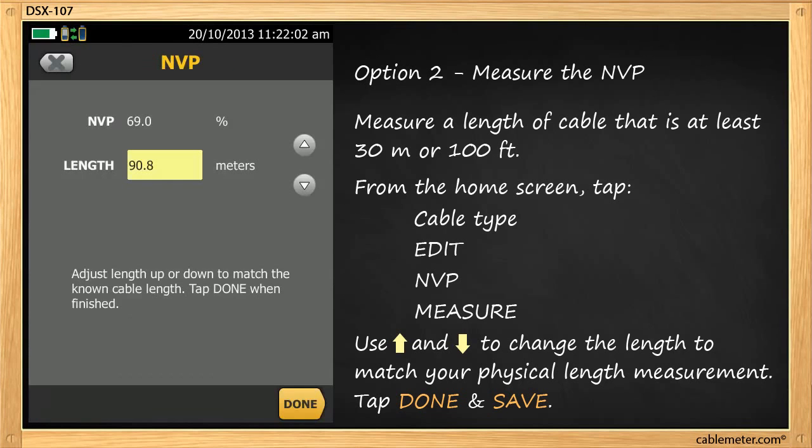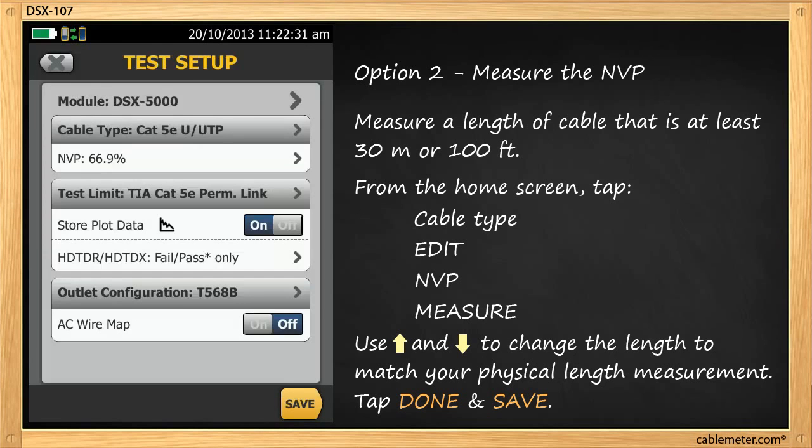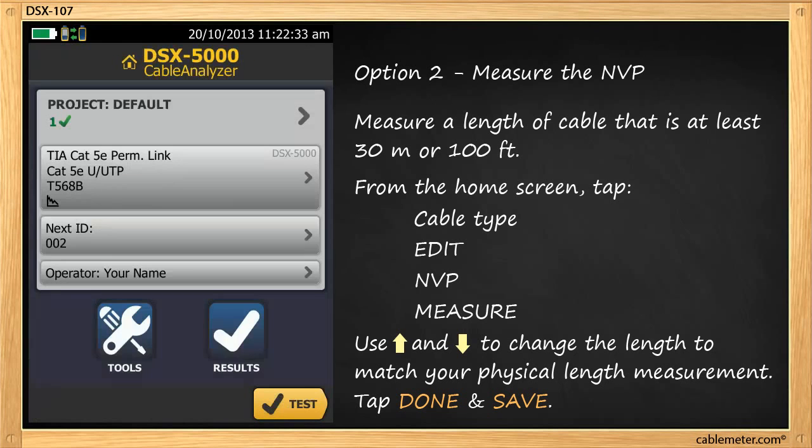Now in this case, with my NVP set at 69%, it thinks the length is 90.8 meters. Actually, the length of my link is 88 meters. So I'm going to change the length so it says 88 meters, and you'll notice the NVP value is also changing at the same time. So actually, the measured NVP of this cable is 66.9%. Tap Done, Save, and Use Selected.